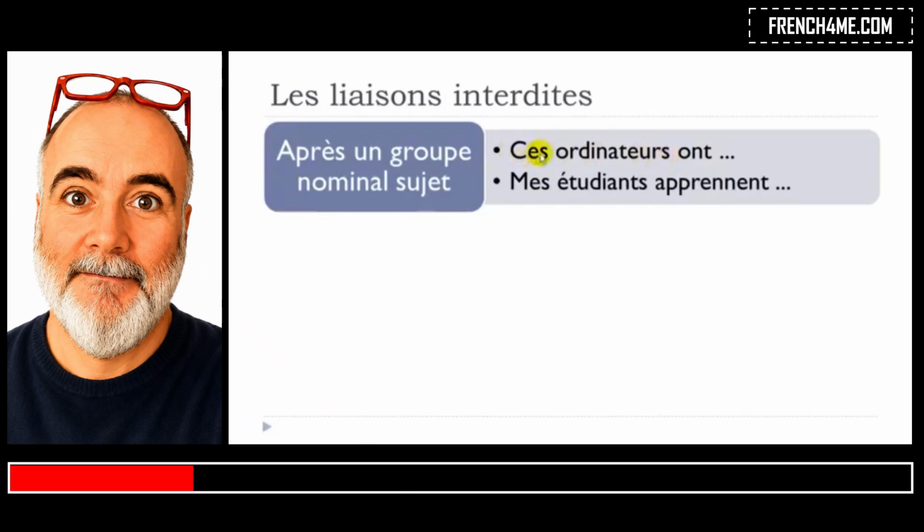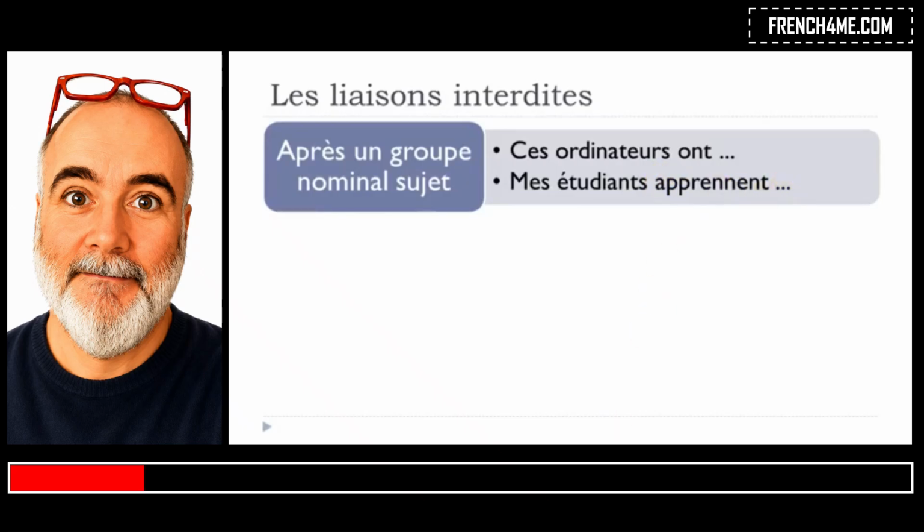So in that case, ces ordinateurs, you don't make the liaison between this word and the verb that will come after. Okay? Ces ordinateurs ont, and the sentence continues. Okay? Same thing here. Mes étudiants apprennent. And the sentence continues. So the concept is quite strict. Remember, you've got your subject, so it must be something like that. You've got a group of words, okay, and after that, you won't make the liaison with the verb.